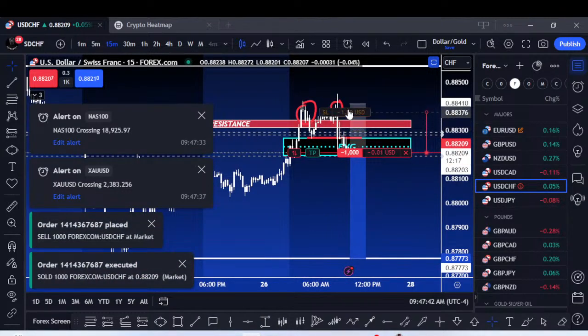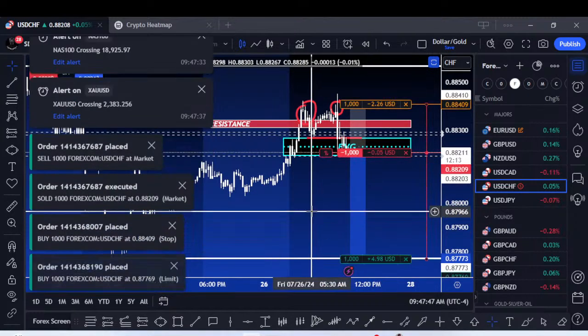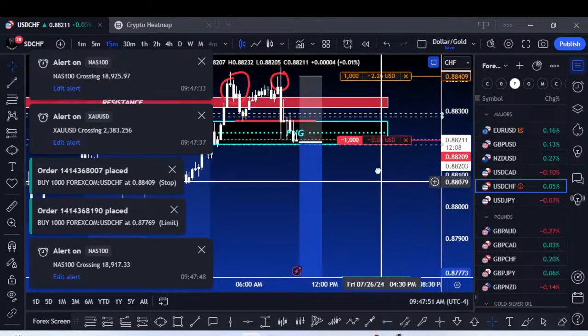This may be our only play for the time being because it just looks pretty decent from this 15-minute time frame on a market structure standpoint.